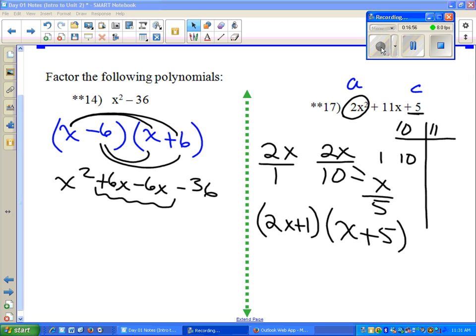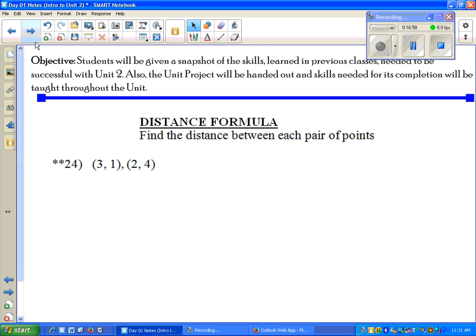Let's look at a couple more. The distance formula. This is not something we've done a lot in algebra. Where did you see the distance formula? Geometry. Woohoo! Gotta love that geometry. Who can tell me what the distance formula is?